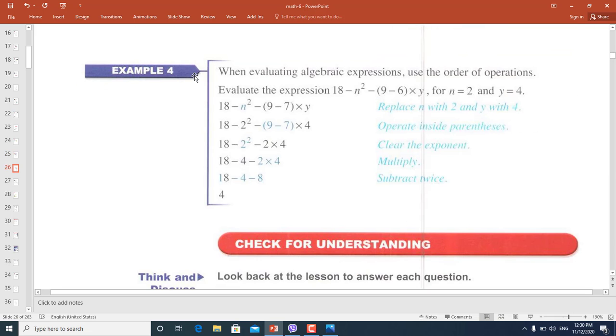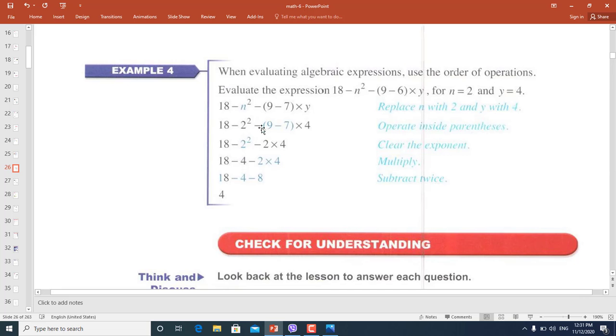Before, we will learn how you can evaluate an algebraic expression. That means when you have a letter, we replace the letter with a number. After that we will solve. Okay, we have 18 minus n exponent 2 minus 9 minus 7 in parentheses times y. So from the first step we have a value of n and y. We substitute n and y. So in place of n we will put 2, and in place of y we will put 4.